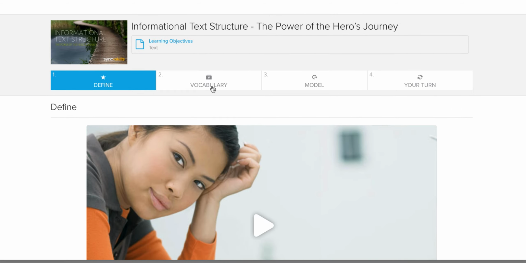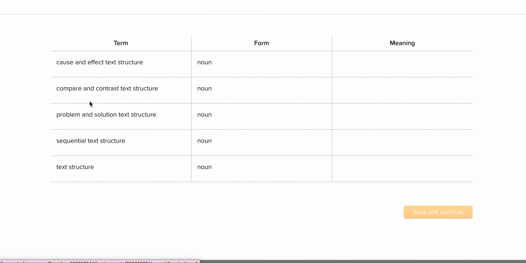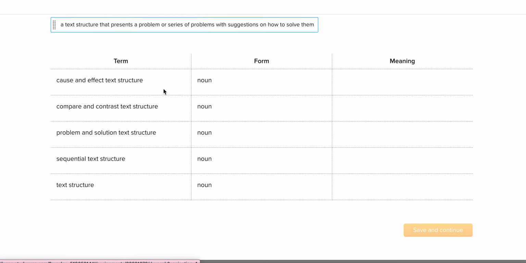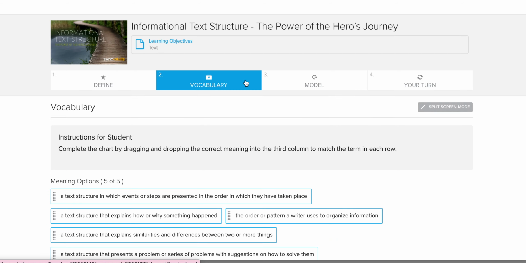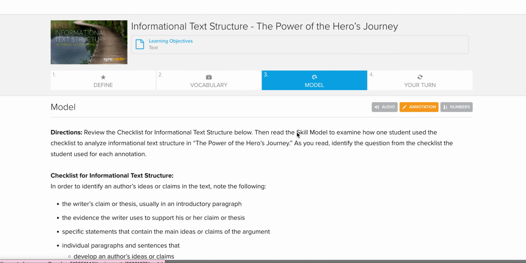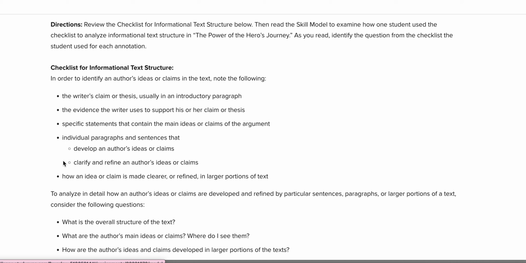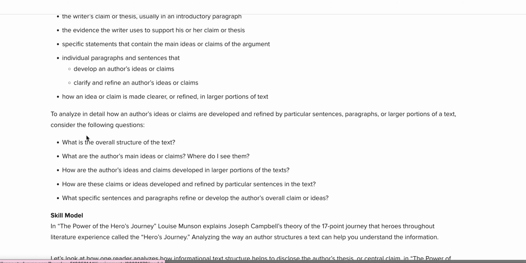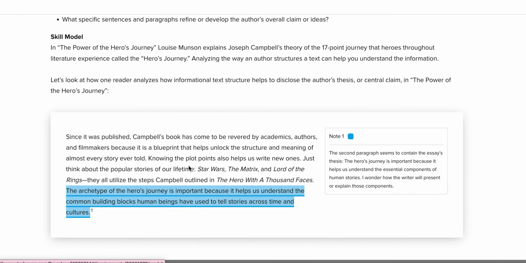All right, let's go ahead and move over to the vocabulary tab. This just reiterates the different structures that I just defined from tab 1. So make sure that you take a minute to go ahead and do the drag and drop on that, just to make sure that you are familiar with those different structures before you move into the model tab. Let's go ahead and get into the model tab. As always, the top half gives you a bullet point checklist for how to apply this skill and the few questions that you can ask yourself when you're evaluating text. And then the bottom half is a student model.